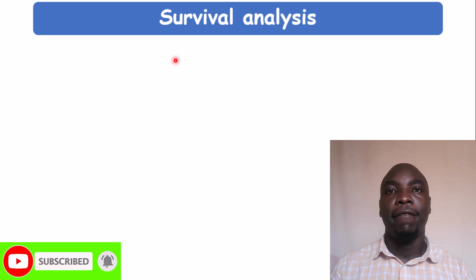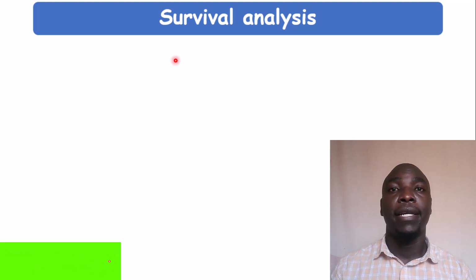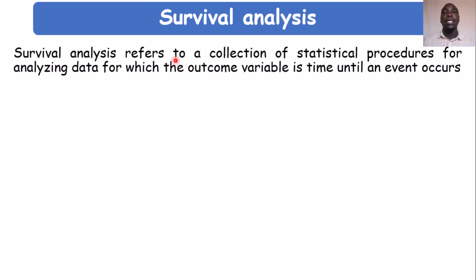Today we look at survival analysis. What is survival analysis? This is simply a collection of statistical procedures for analyzing data for which the outcome variable is time until an event occurs. This event can be negative like death, but the event can also be positive like recovery from a disease.